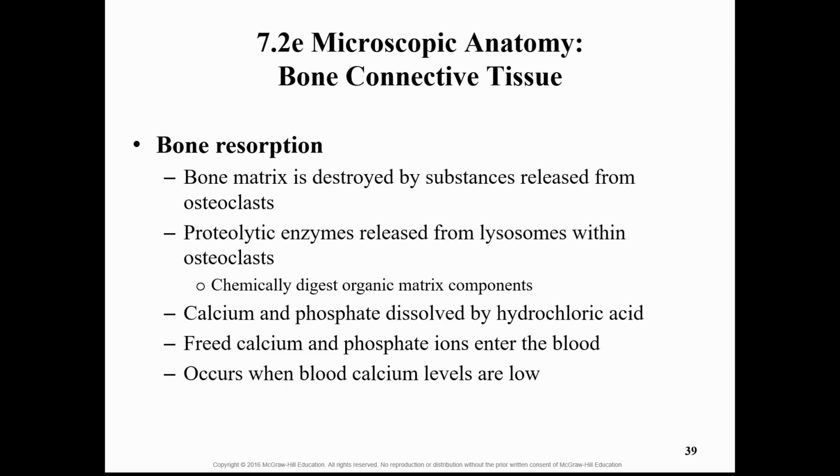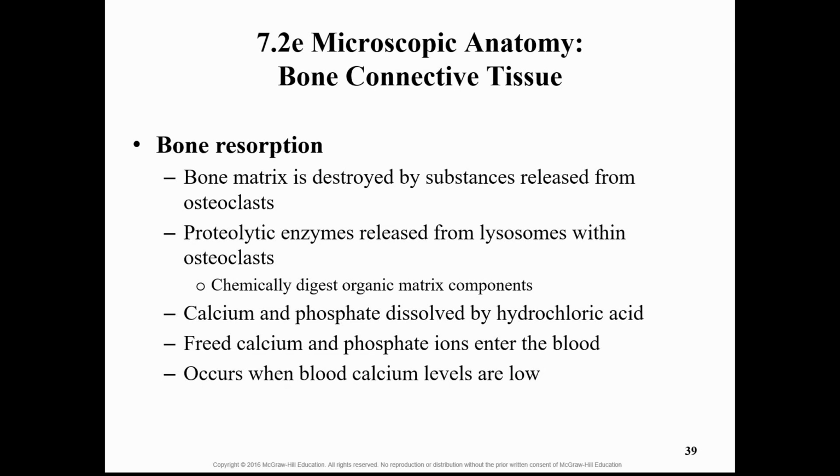To reabsorb bone, we're going to use those osteoclast cells. We're going to release proteolytic enzymes that are going to take care of the osteoid, the organic matrix, and then the calcium and phosphate are going to be destroyed or dissolved by hydrochloric acid. As the calcium is freed up, that and the phosphate can enter the bloodstream. So as far as physiology goes, your bones are just kind of a big calcium bank. You can make deposits and withdrawals, and you do that by making more bone or by dissolving more bone.